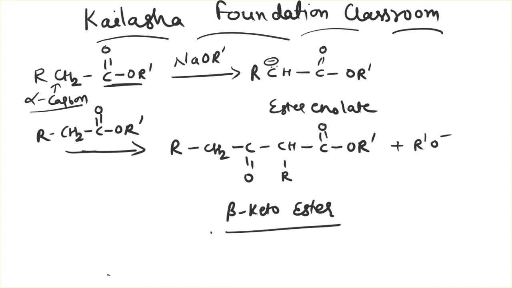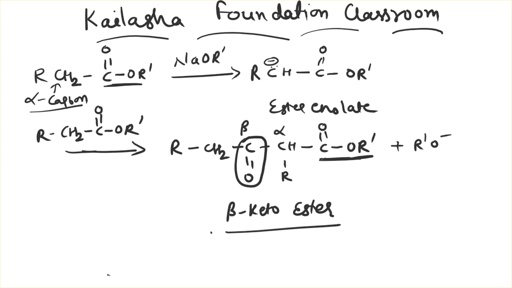Here again the main functional group is the ester. So this will be your alpha carbon, and this will be your beta carbon. The second carbon will be the beta carbon, and the first carbon nearby the main functional group is the alpha carbon. Why do we call it a beta keto? Because at the beta carbon there is a keto group, so we call the ultimate product a beta keto ester.